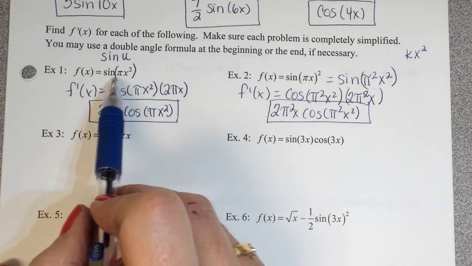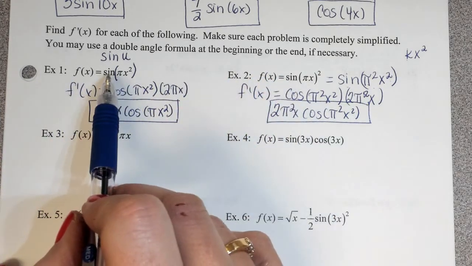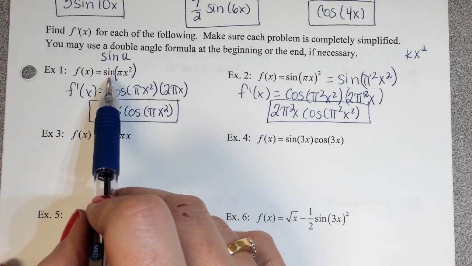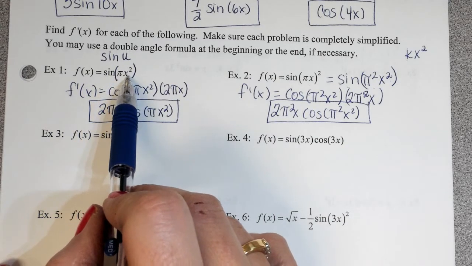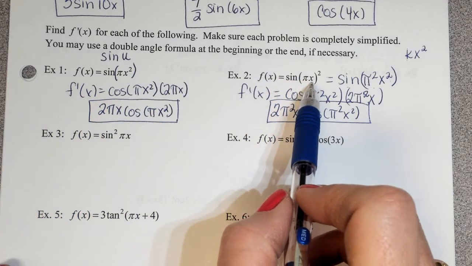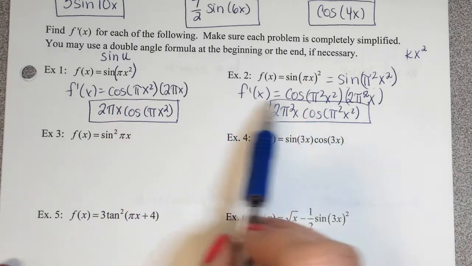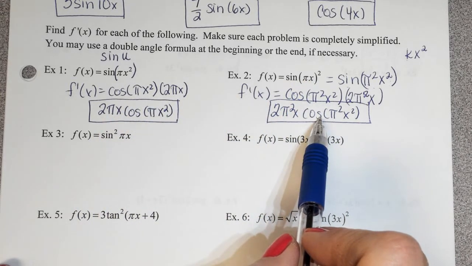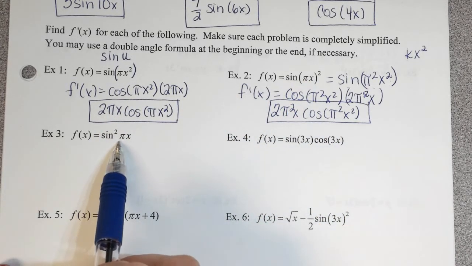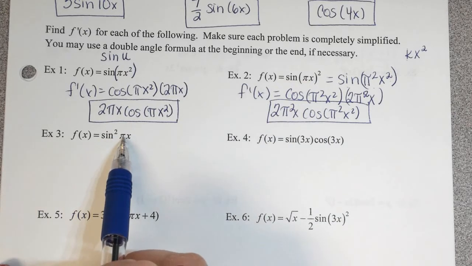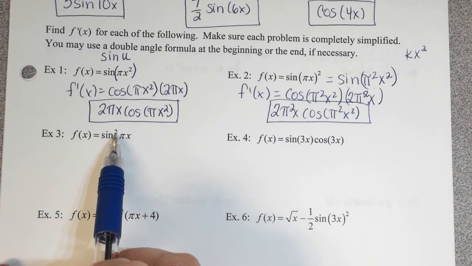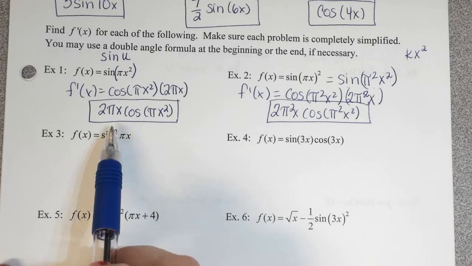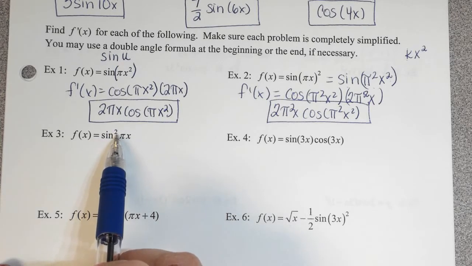All three of these problems look very similar. Look at them. They all have sine, they have pi, they have x. Look at how different these first two answers were. Look at the third one now. It still has a sine, a pi, and an x. But now the squared is here. Does anyone know what it means when the squared is there?